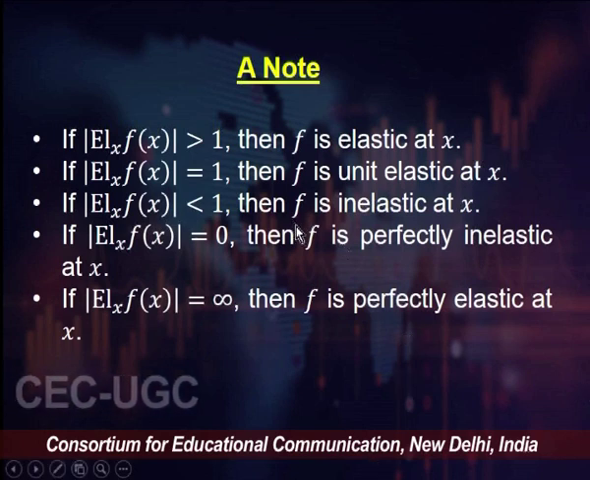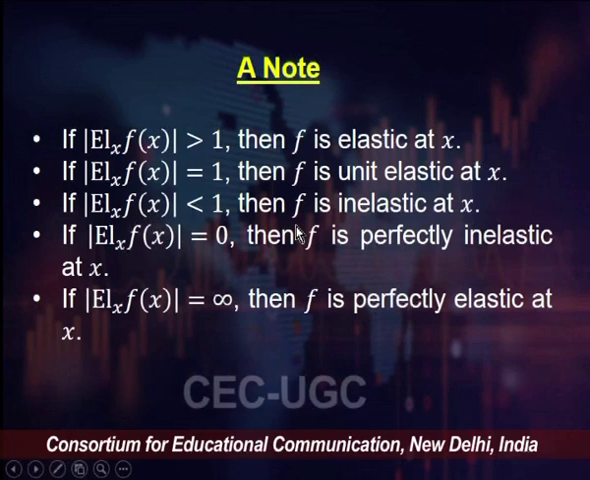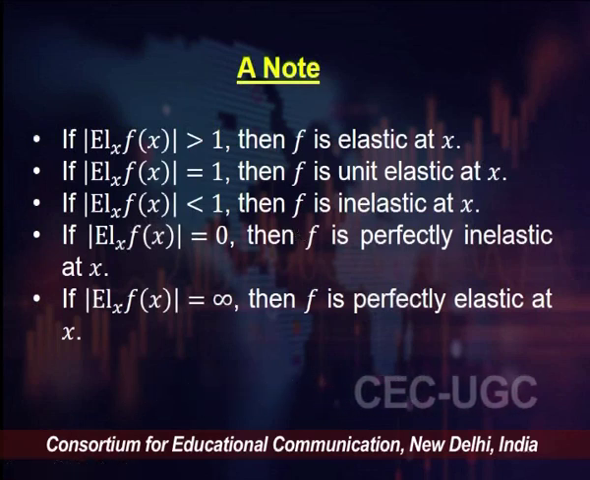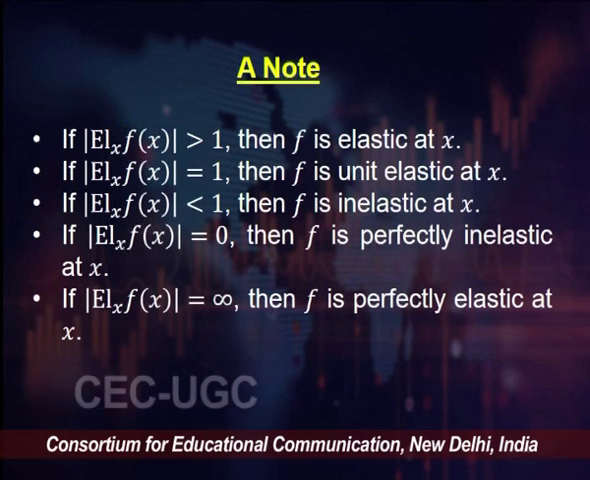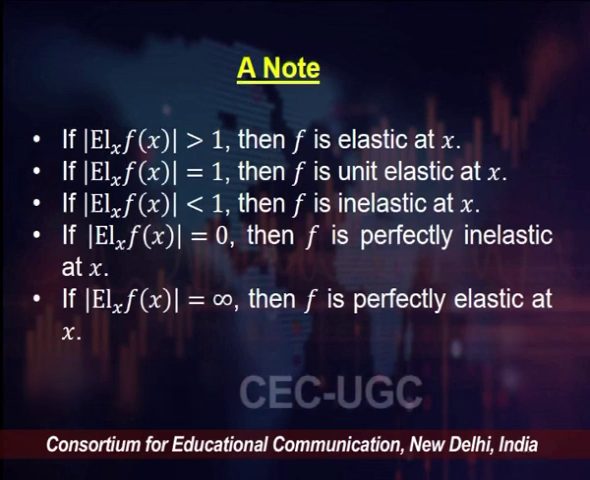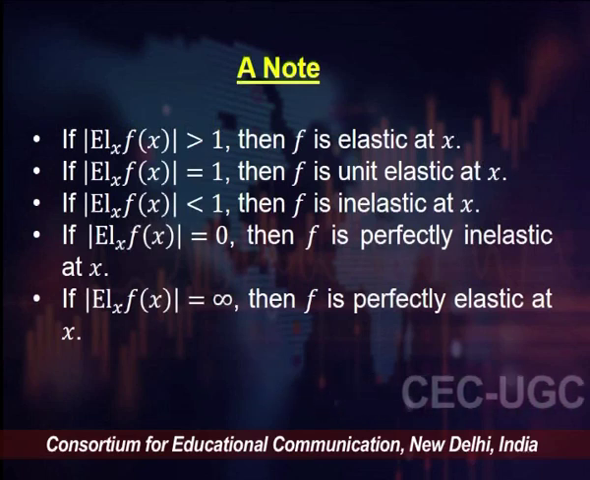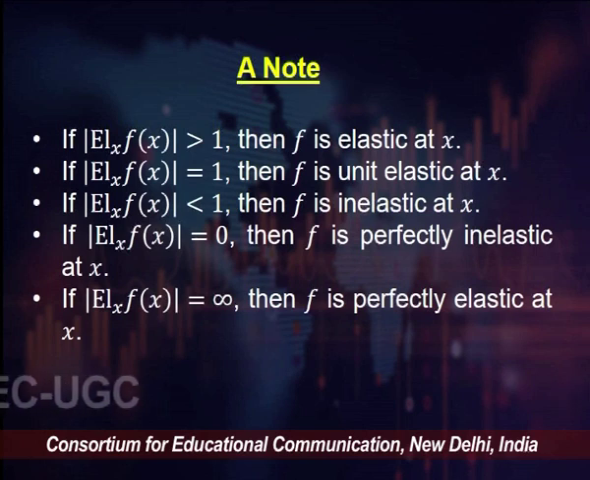Then if we have the absolute value of the elasticity being 1, we say that the function is unit elastic at x. If the absolute value is strictly less than 1, we say the function is inelastic at x, because in this case the percentage change in y is going to be less than the percentage change in x.